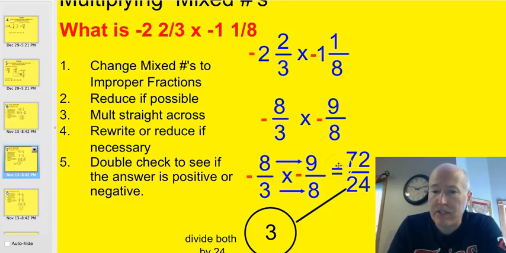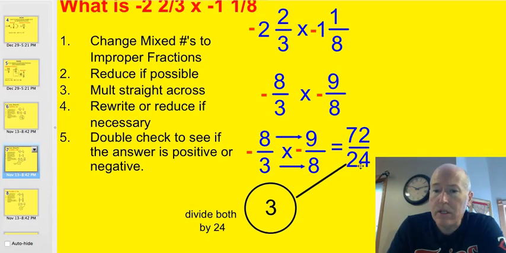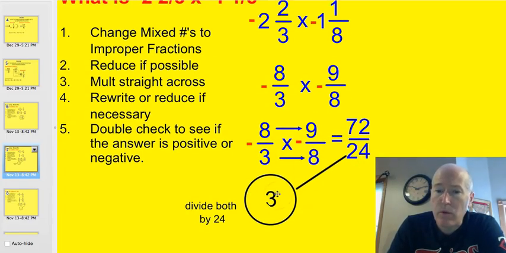8 times 9 is 72. 3 times 8 is 24. This is a negative times a negative, so my answer is positive. I end up with 72/24. I can divide both of these by 24 and get 3 is my answer, because that's what 72 divided by 24 is.